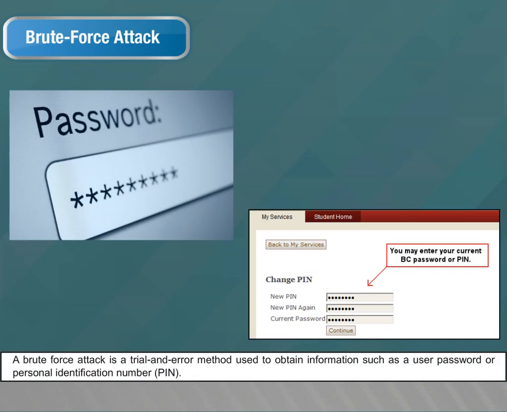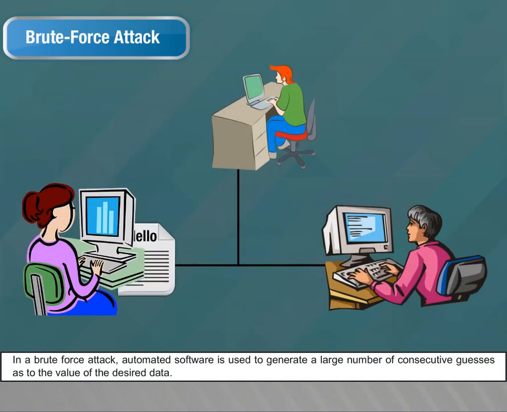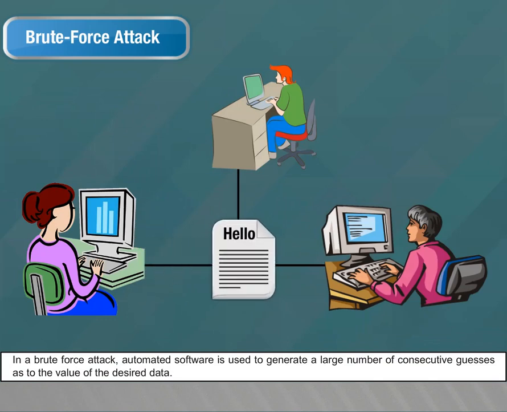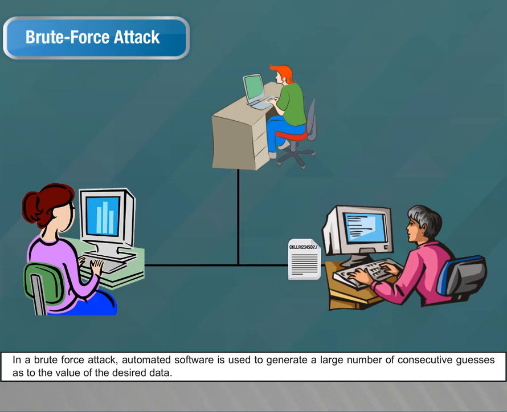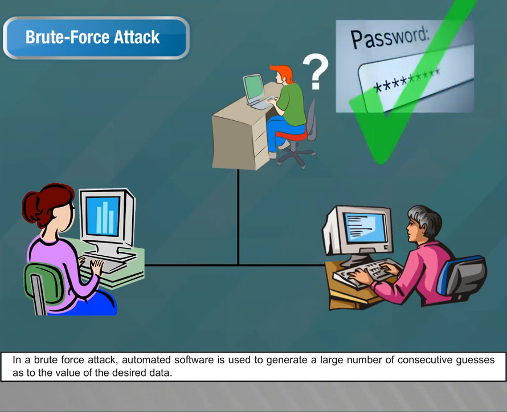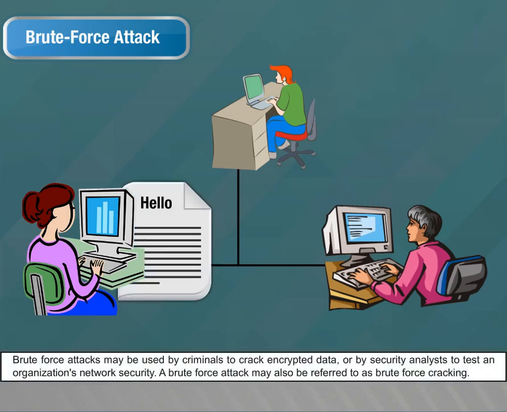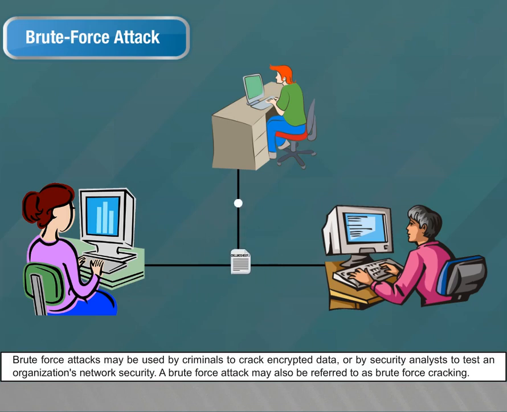A brute force attack is a trial and error method used to obtain information such as a user password or personal identification number, that is, PIN. In a brute force attack, automated software is used to generate a large number of consecutive guesses as to the value of the desired data. Brute force attacks may be used by criminals to crack encrypted data or by security analysts to test an organization's network security. A brute force attack may also be referred to as brute force cracking.